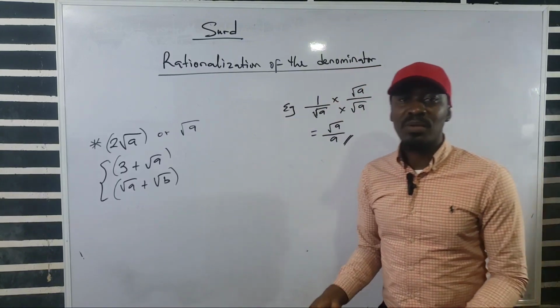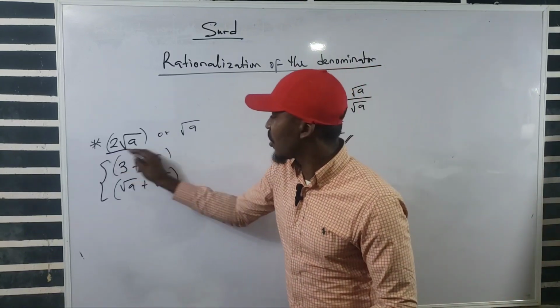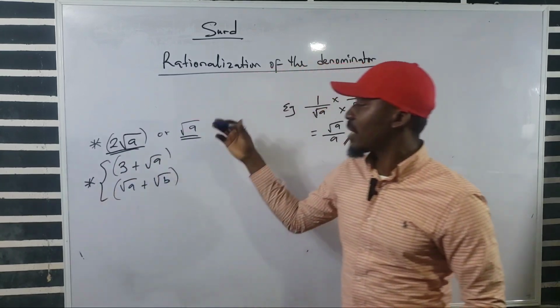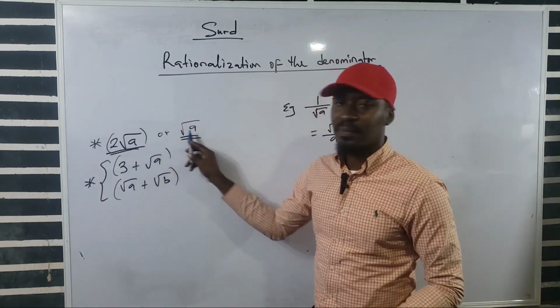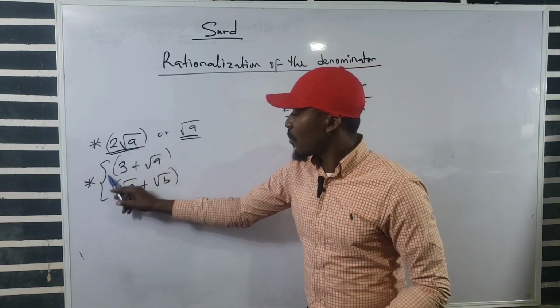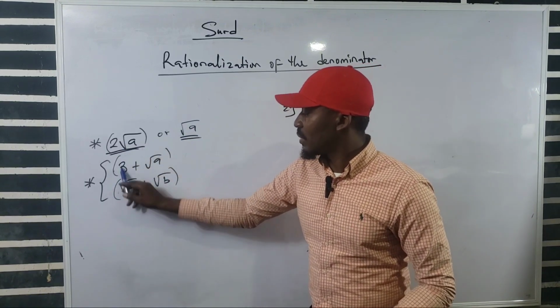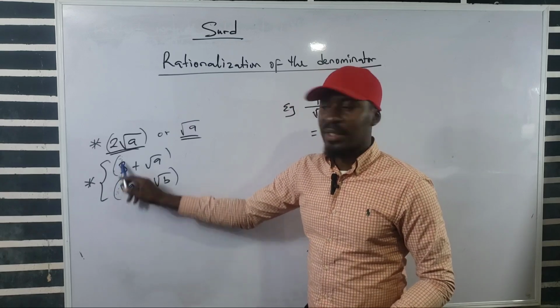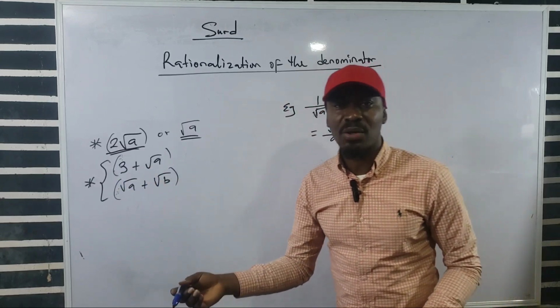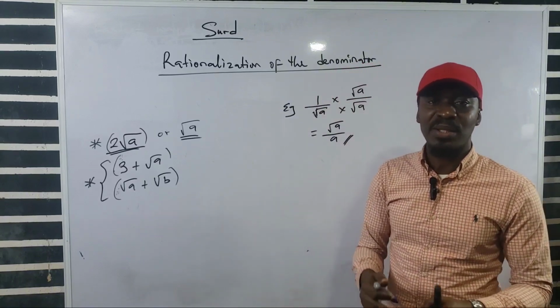Okay, so if you have a denominator of this nature, you just multiply the numerator and the denominator by the surd. Okay, but if you have a denominator of this nature, you make use of what? The conjugate, to multiply the numerator by the conjugate and also multiply the denominator by the what?